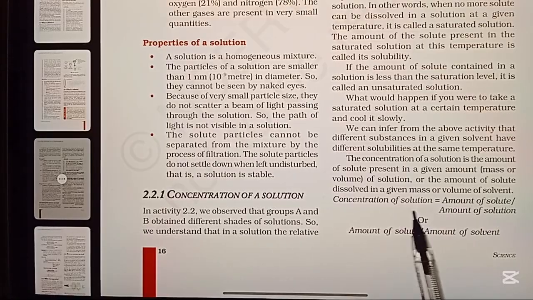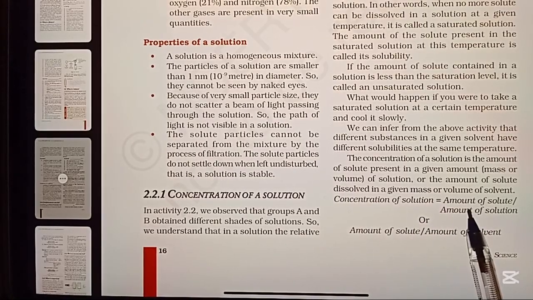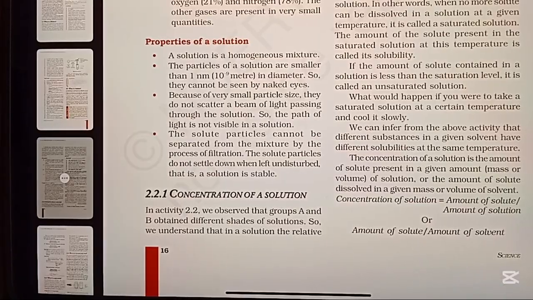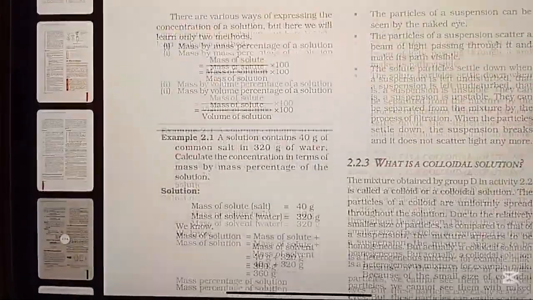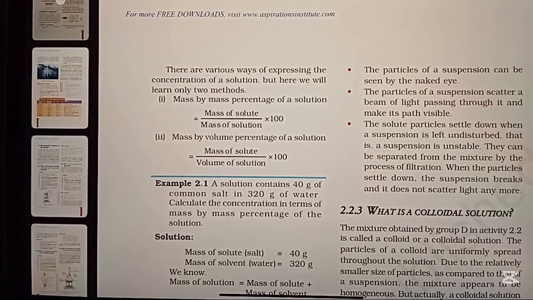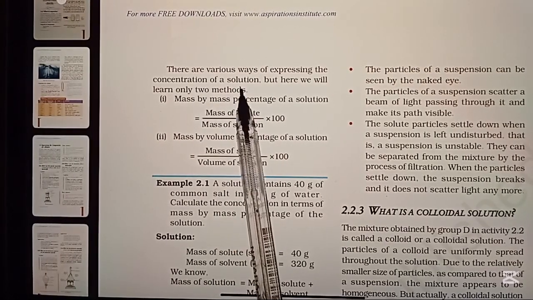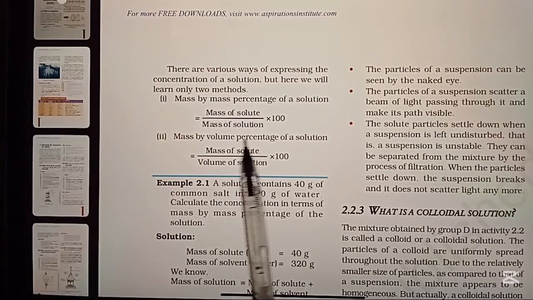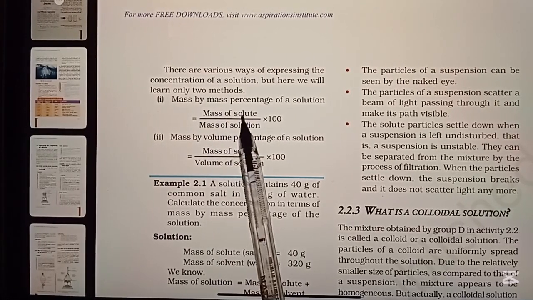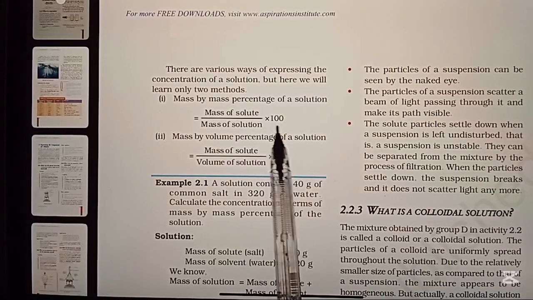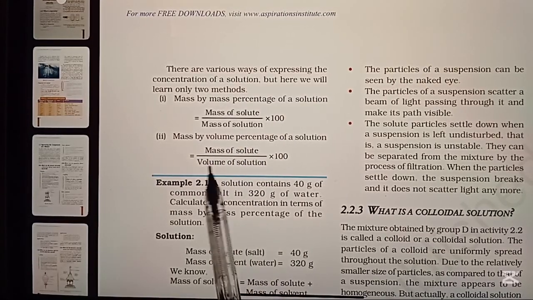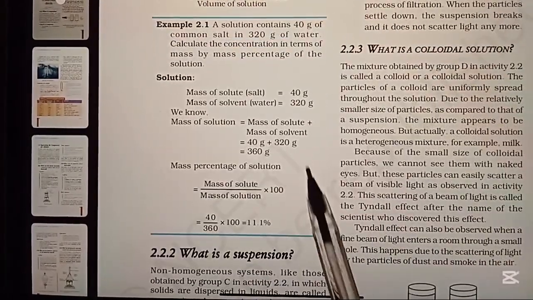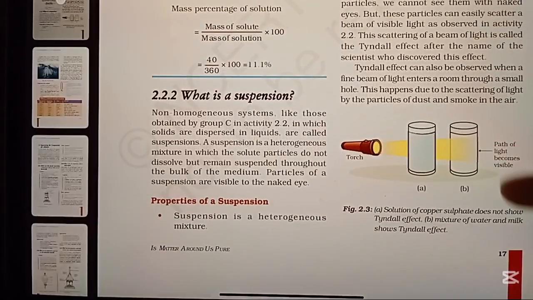And concentration of solution is given by the amount of solute divided by the amount of solution, or the amount of solute per amount of solution is what we call concentration. There are various ways in which you can express the concentration of a solution. You will learn this in higher grades. And here we will be learning only two, that is mass percentage and volume percentage. Mass percentage is mass of solute divided by mass of solution into 100. Volume percentage is volume of solute divided by volume of solution into 100. So these are the two important equations you need to know. Then go through these questions. All the questions in the textbooks are important.